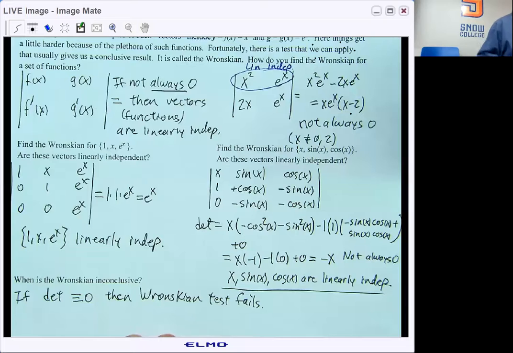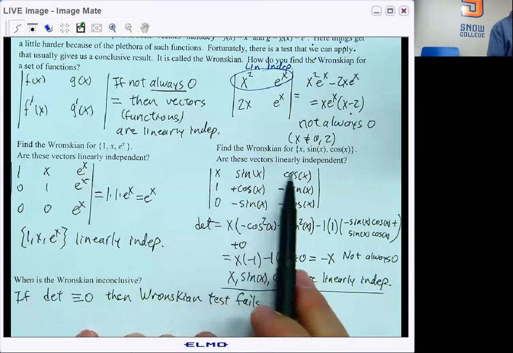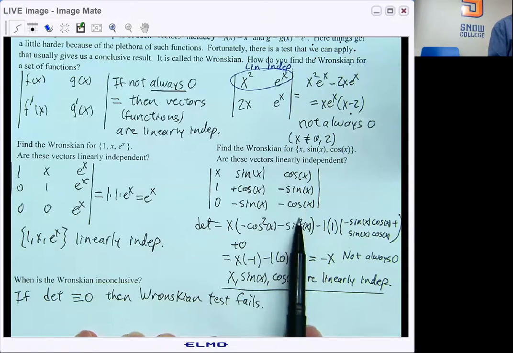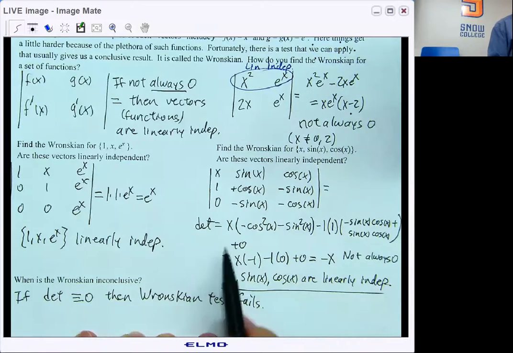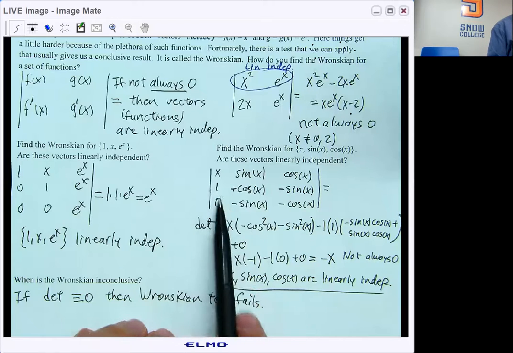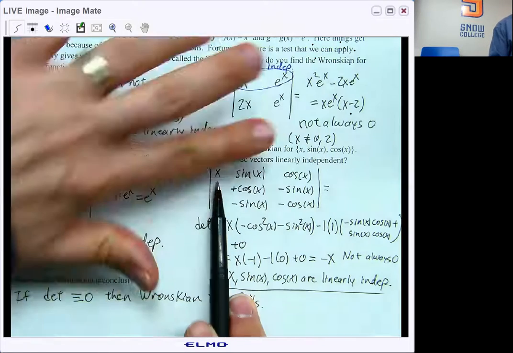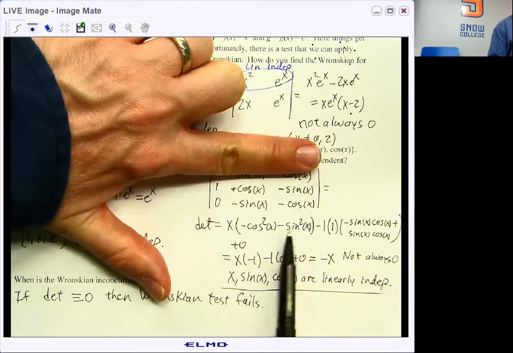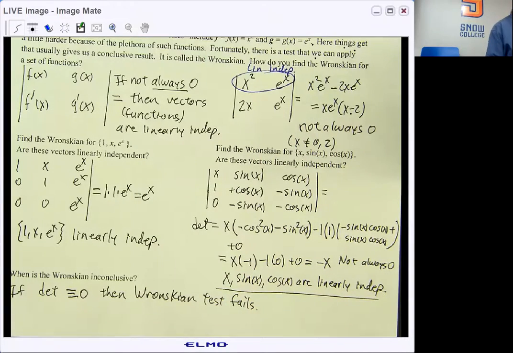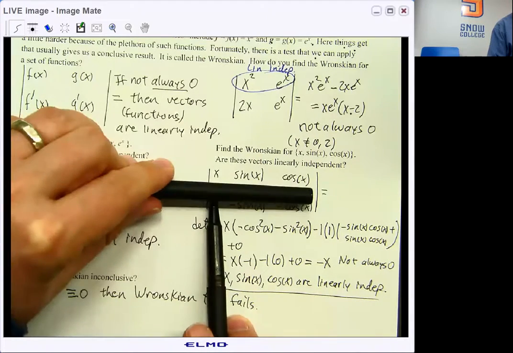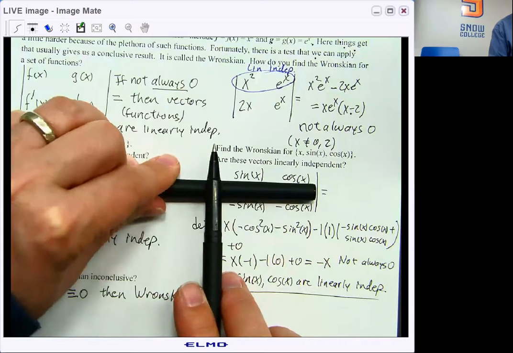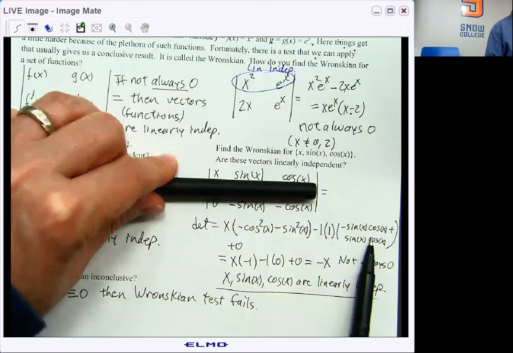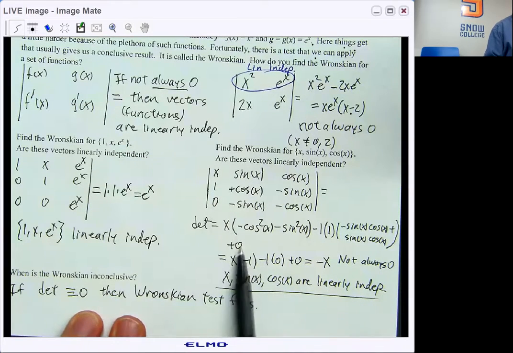Okay, so we set up our matrix with x, sine of x, and cosine of x along the top row. We do our derivatives until we get a square matrix. We then find the determinant, and I did a cofactor expansion along the first column because that involved a 0. So we'll do x times the determinant of this, which is negative cosine squared minus sine squared. Then we'll do the negative times this subdeterminant, which would be negative sine x cosine x plus sine x cosine x, which is 0. And then plus 0, we don't care what it's multiplied by because that's 0.